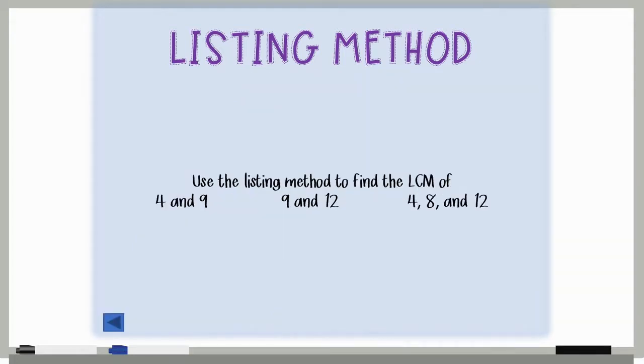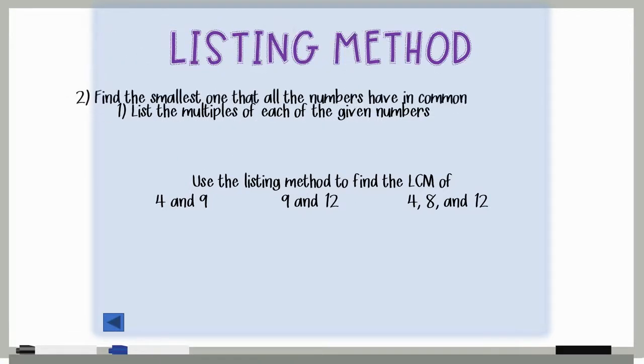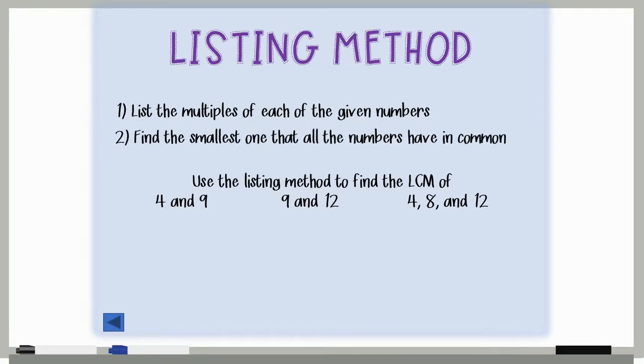Let's go ahead and try this. So we have 4 and 9, 9 and 12, and then 4, 8, and 12. You have a couple options here. You can try these on your own and then come back and check your work. You can do 1 or 2 with me and then try it on your own. Either way, I would like you to at one point give these a shot on your own and then check to see how you did. Just a reminder, first list the multiples, then find the smallest one they have in common.